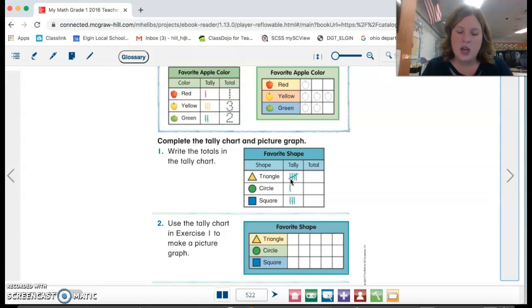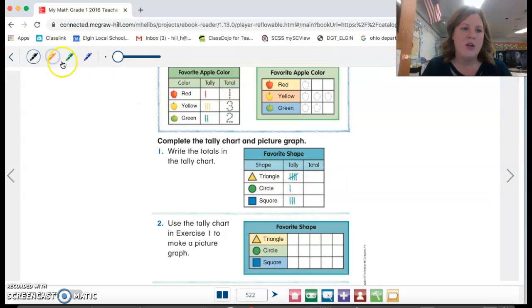So it says favorite shape. There are, count with me, 1, 2, 3, 4, 5 people that like triangles. So we're going to put a number 5 right here for triangles, okay? And how many people like a circle? You can count that one. How many people like the circle? And then how many people like square? Let's count that one together. 1, 2, 3. 3 people like the square. So again, we have 5 people like triangle, 1 person likes the circle, and 3 people like the square.